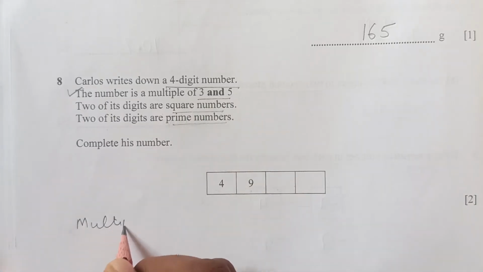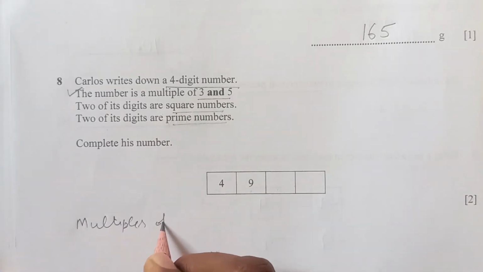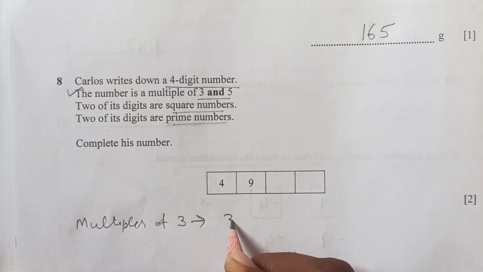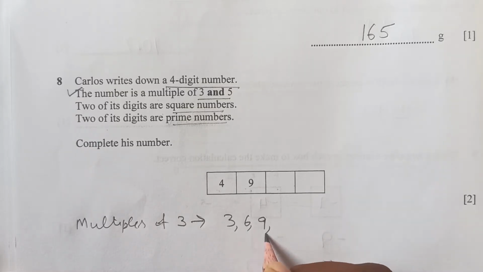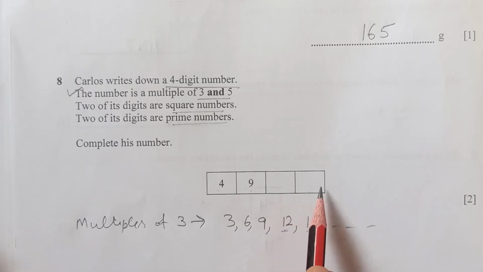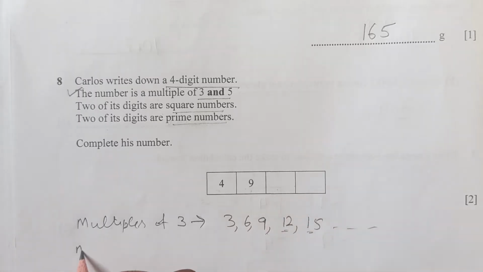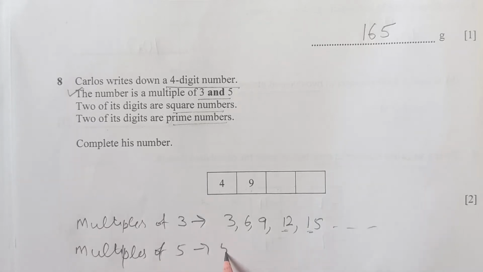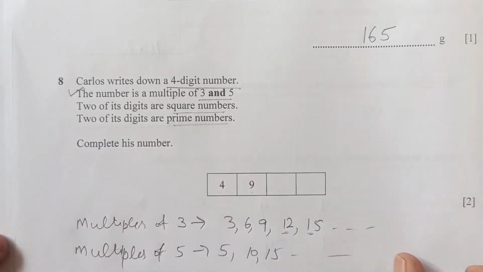First we can write down multiples of 3, that is 3, 6, 9, 12, 15. Now you see, the number cannot be 2 digits, so we can stop here because we need a single digit number here. Then multiples of 5 are 5, 10, 15. Again we just need a single digit number. So this is the first statement.